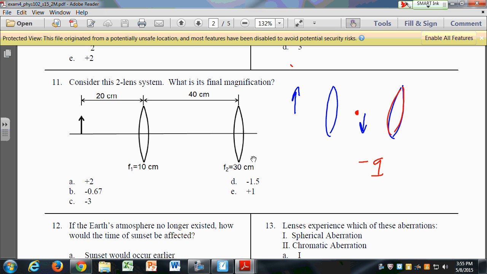All right. And also don't forget your magnification is negative Q over P. So if you come up with a negative Q, then your magnification is going to be positive. Virtual images are always upright, except for a two-lens system. Right?